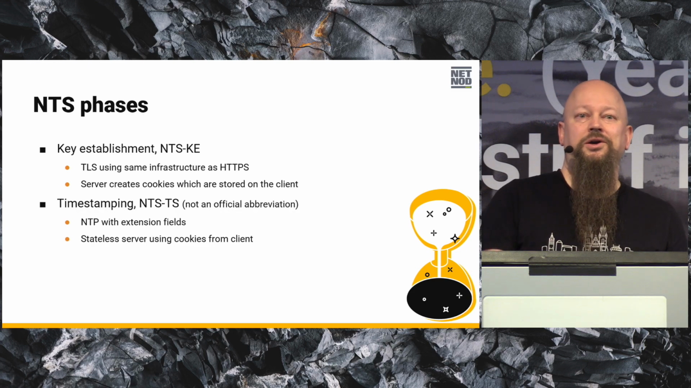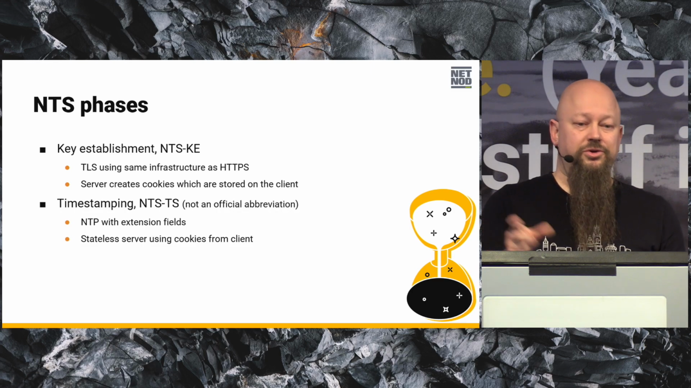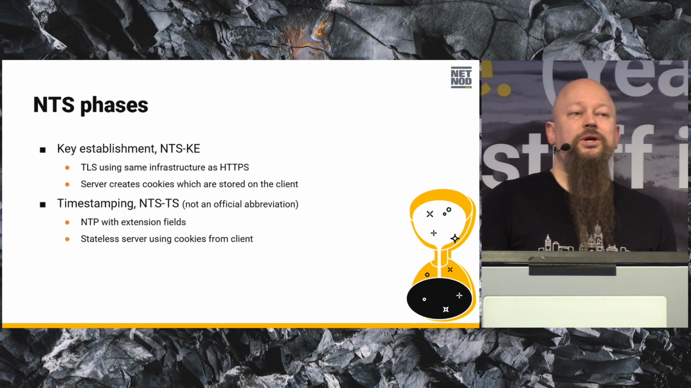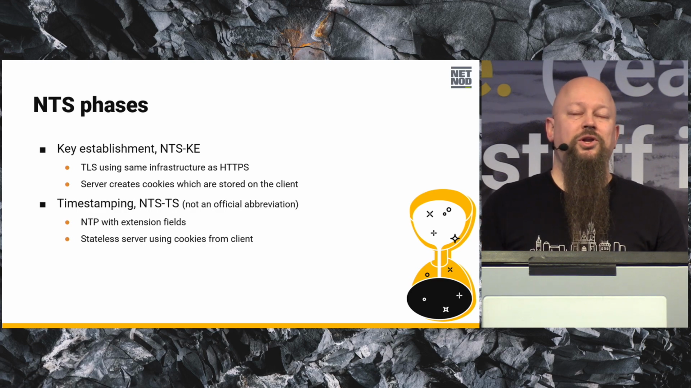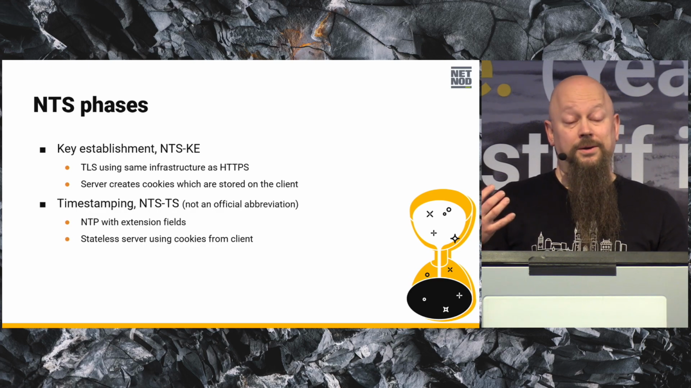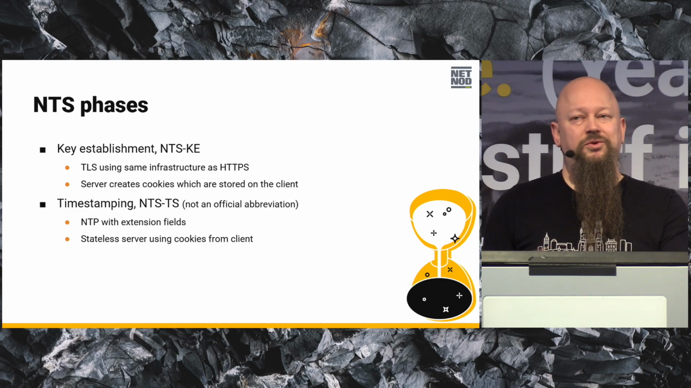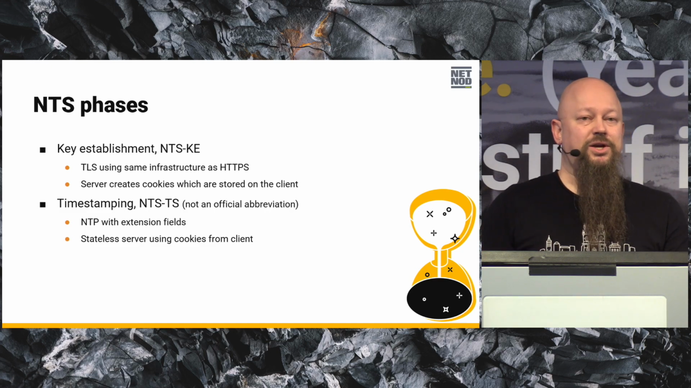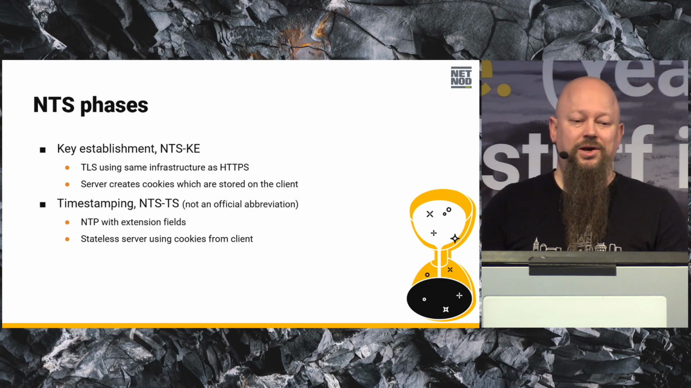And what the client does is to say, okay, I make an NTP request, I add an extension field with a cookie. And the server gets the cookie, extracts the shared secret between the client and server from the cookie. It takes this one, authenticates, signs the response with this shared secret, and then throws away the cookie again and sends the response back to the client.